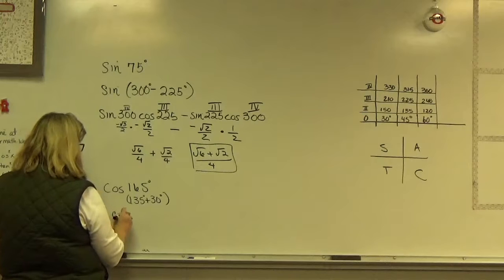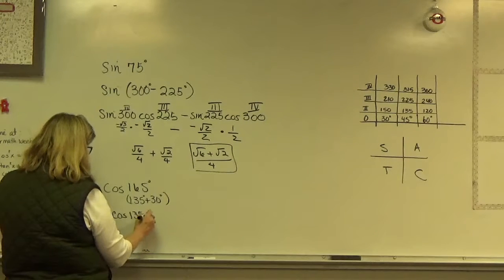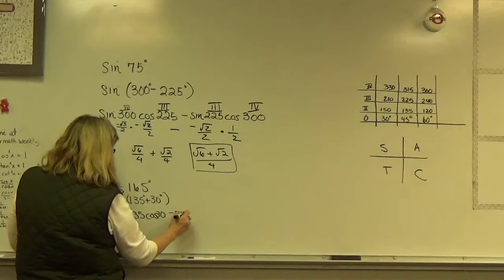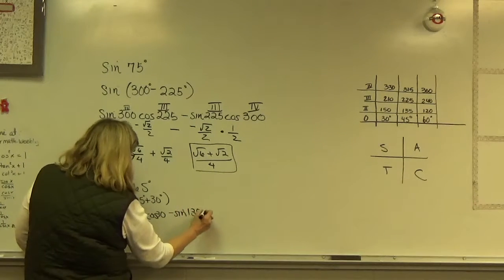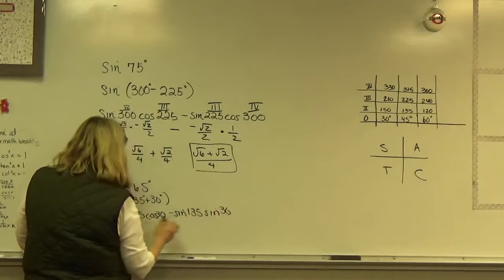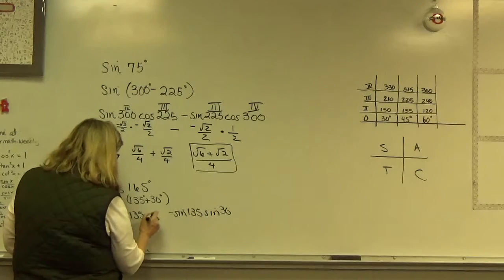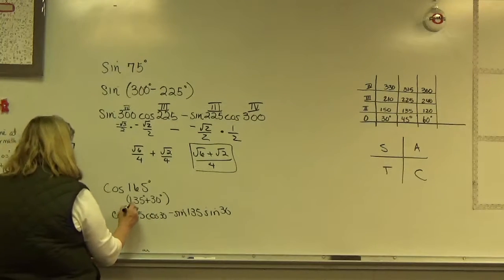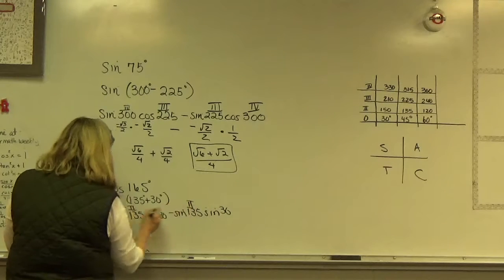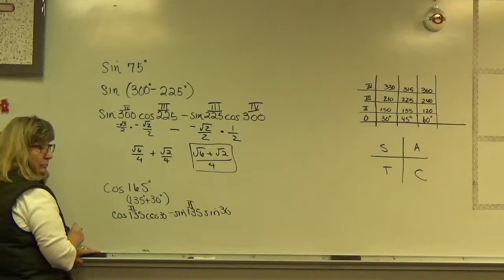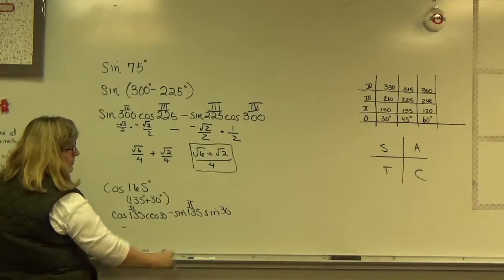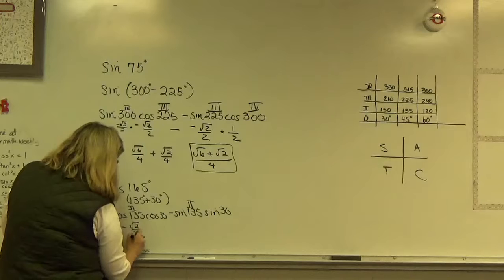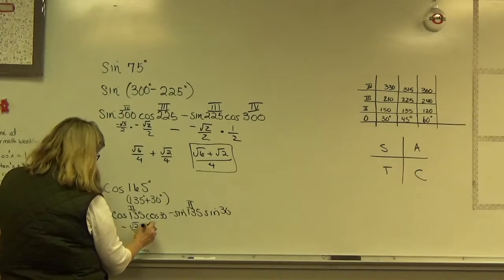So what's the formula? Cosine of the first one, cosine of the second one, minus sine of the first times sine of the second. So 135 is in the second quadrant. What is the cosine in the second quadrant? Negative. Okay, now what is the cosine of 135? Look underneath your table. What's the cosine of 30? You can get that one straight off. Square root of 3 over 2.